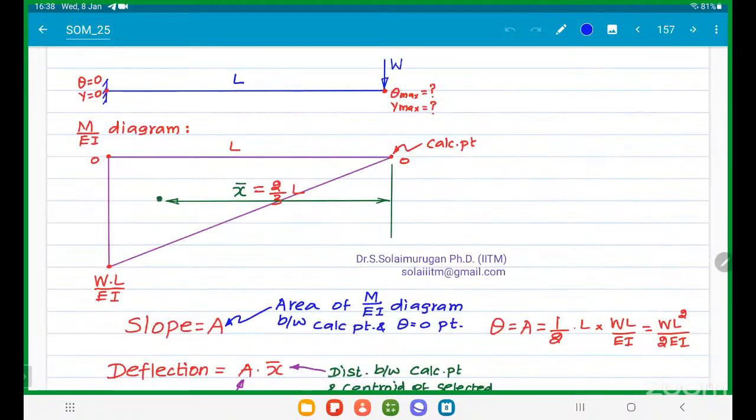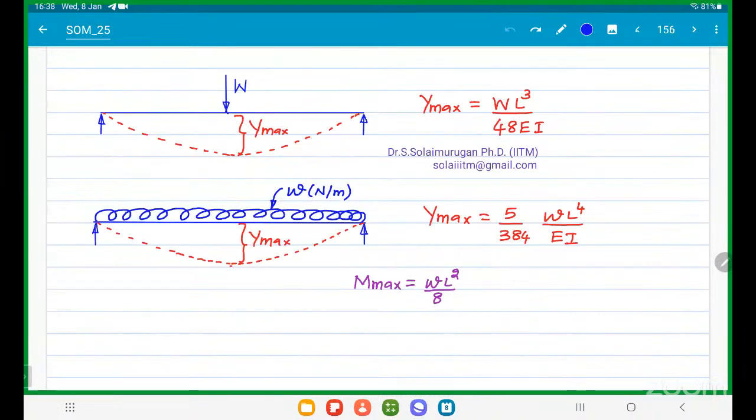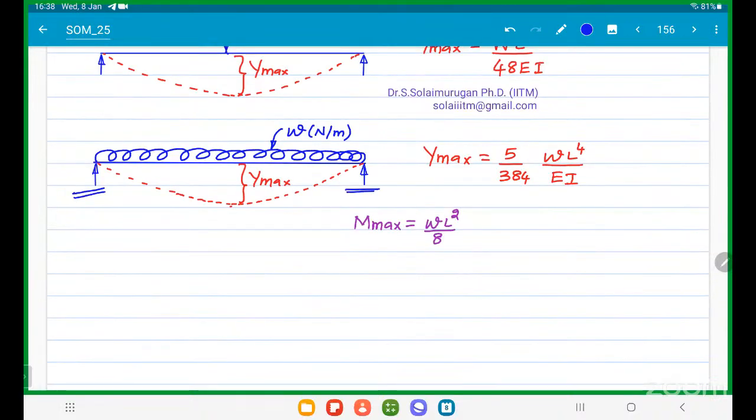Next, the moment area method. Now the deflection formula in the double integration method: sir, first we have to write the equation. First step, support reaction.